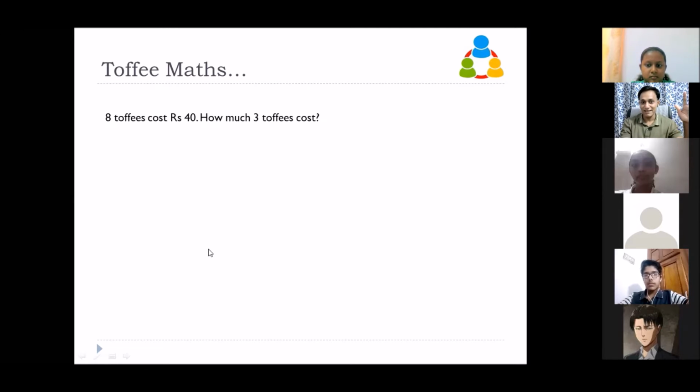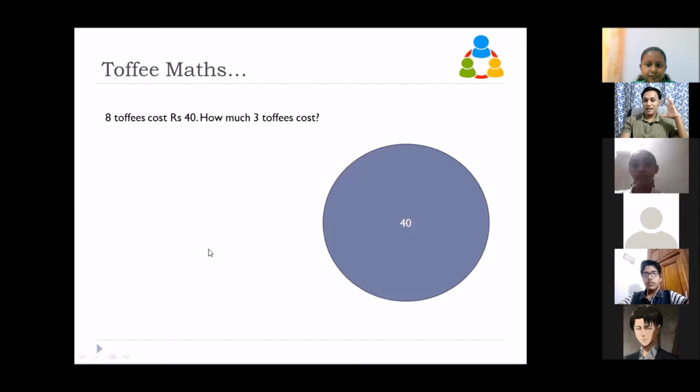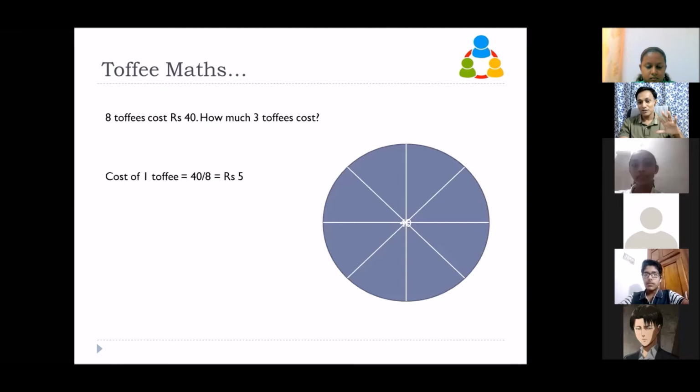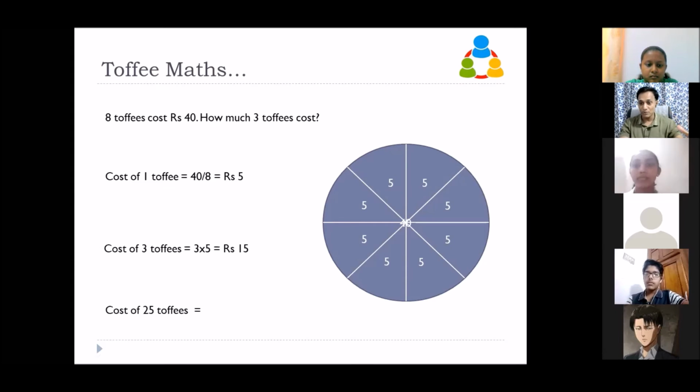So that is what you have to understand in this. The method is, you have 40 rupees which is divided among 8 toffees, right? So you want to know 1 toffee's cost. This is what we call the unit value. Why are we finding the 1's value? If we get the value for 1, you can find it for 3, for 25, for 25 raised to 10. What is the value of 0.257 toffees?